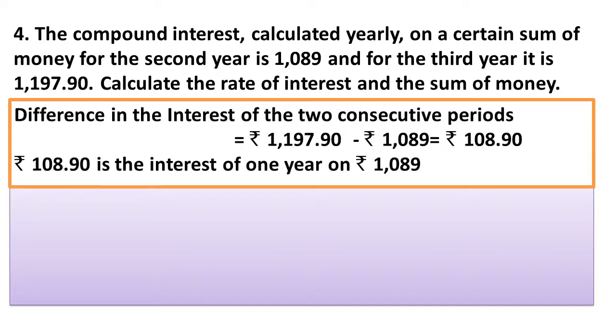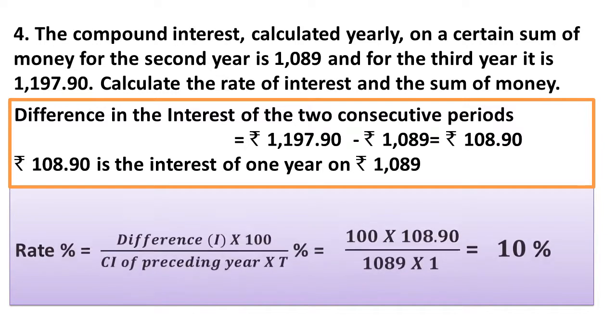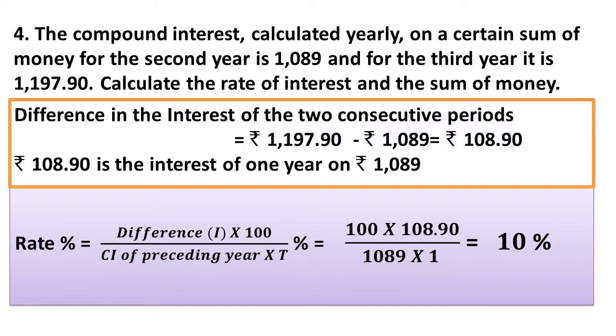The difference will be equal to rupees 108.90. 108.90 is the difference calculated from the given interest in the question. The rate of interest will be calculated using the formula 100 into interest by 1,089, that is the compound interest for the first year, into 1. The 1 is the term, which is compounded annually. The rate of interest will be equal to 10%.